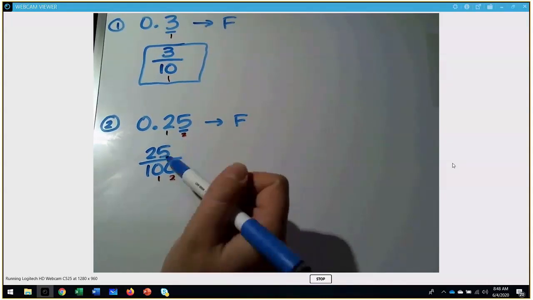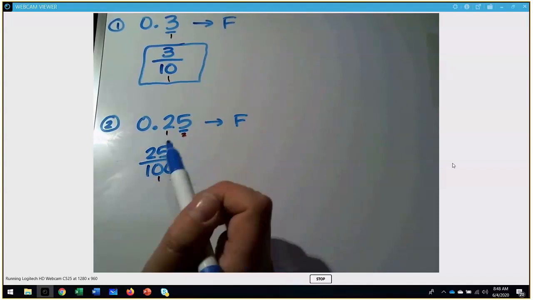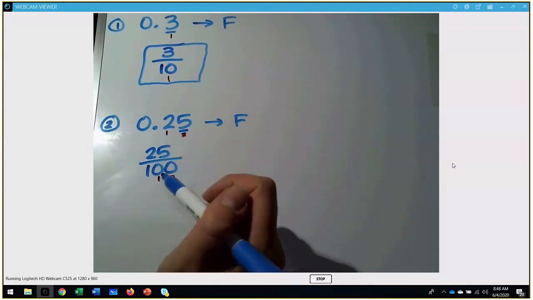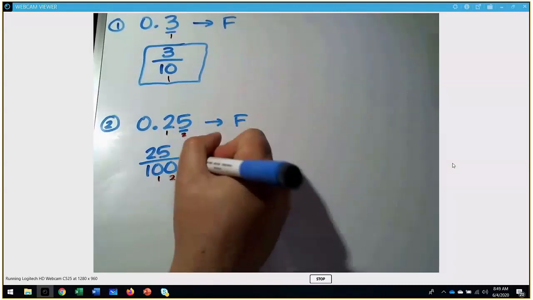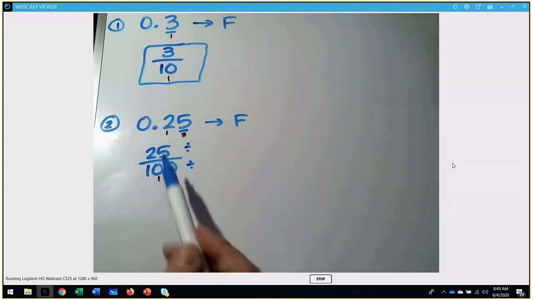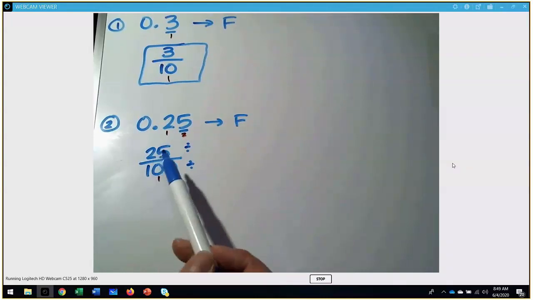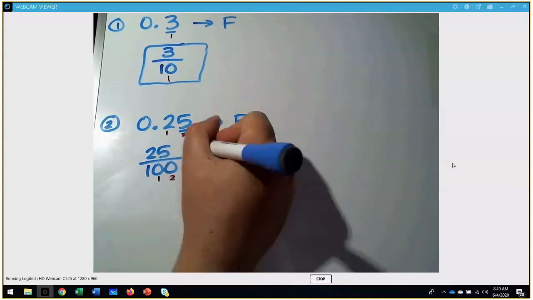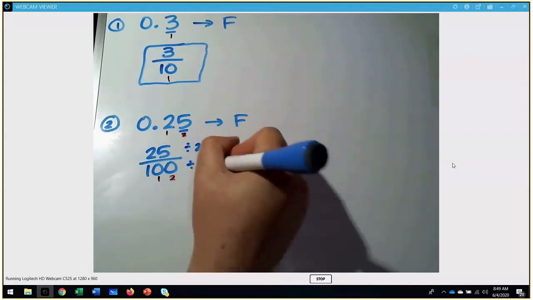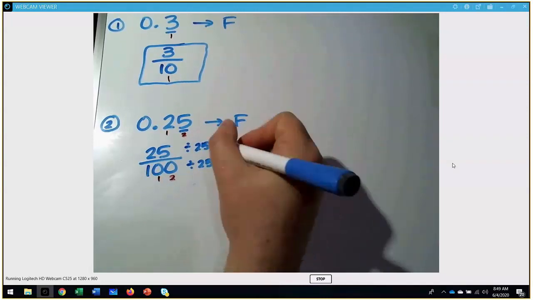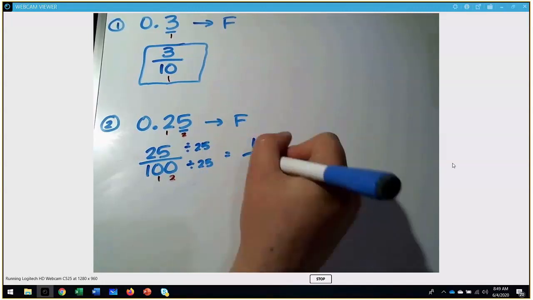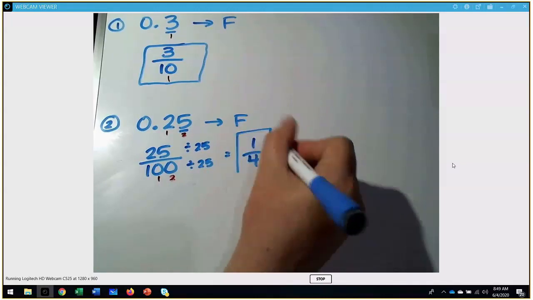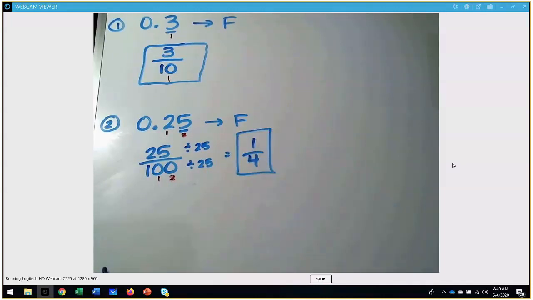Okay, so next, here's my fraction, but it's not done. So next I need to simplify this. And one of the easiest ways to simplify fractions is to just try to divide them both by the largest thing that you can. So since these are both divisible by 25, exactly, 25 divided by 25 is 1, and 100 divided by 25 is 4. So that one's done.